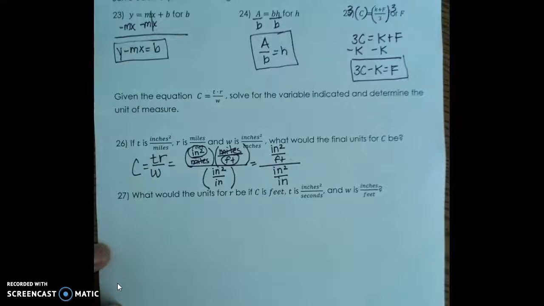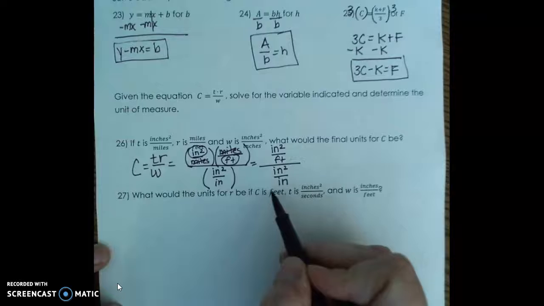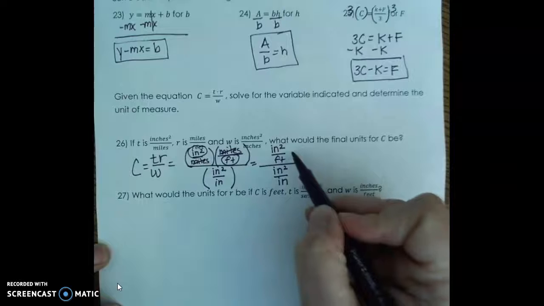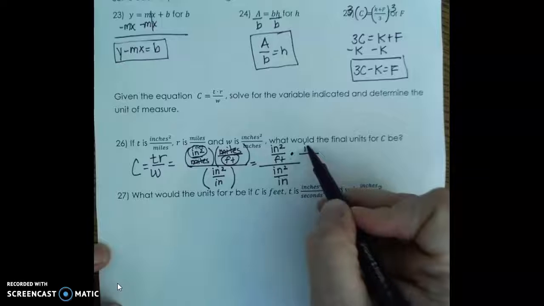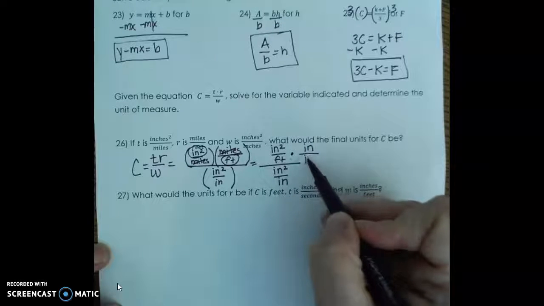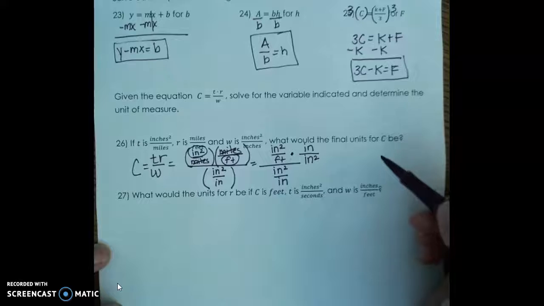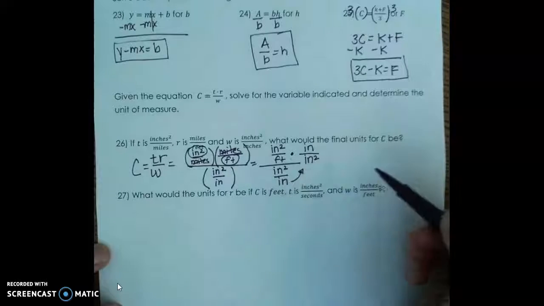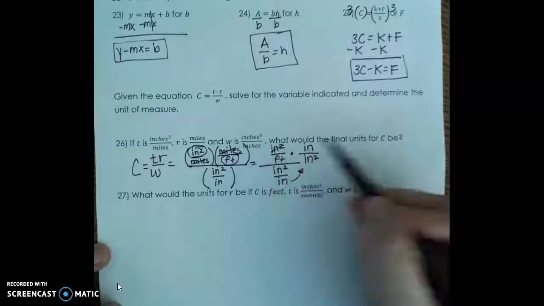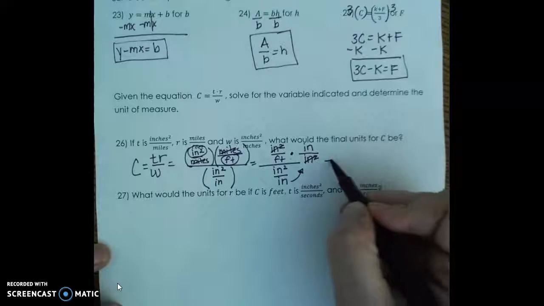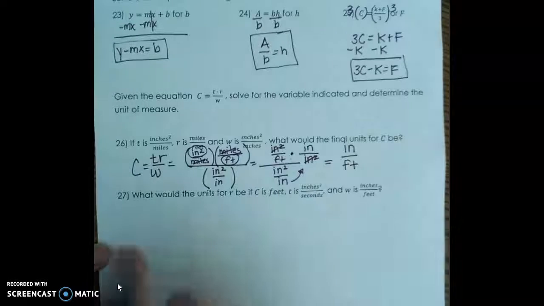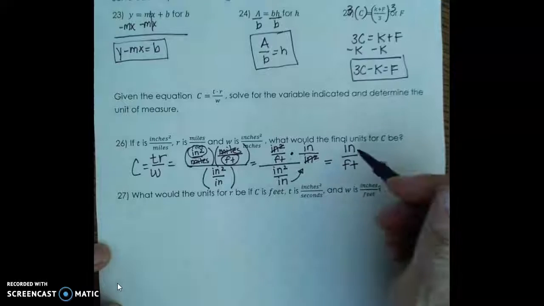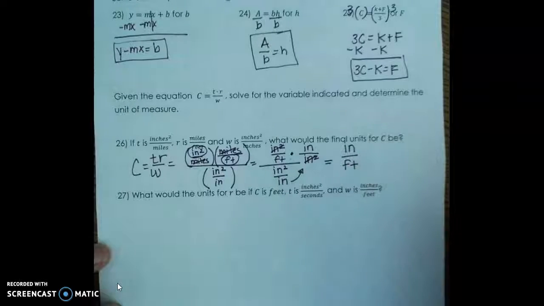Now, the mathematical rule is we cannot divide by a fraction. We can only multiply by its reciprocal. So I'm going to multiply by the reciprocal of this fraction. Inches is on the bottom, so that means it's going to go on the top. Inches squared is on the top. That means it's going to go on the bottom. I just flipped it over. We multiplied by its reciprocal. And when I look, I see inches squared cancels with inches squared, and my final units are inches over feet. So C's units would be inches over feet. That is your answer.